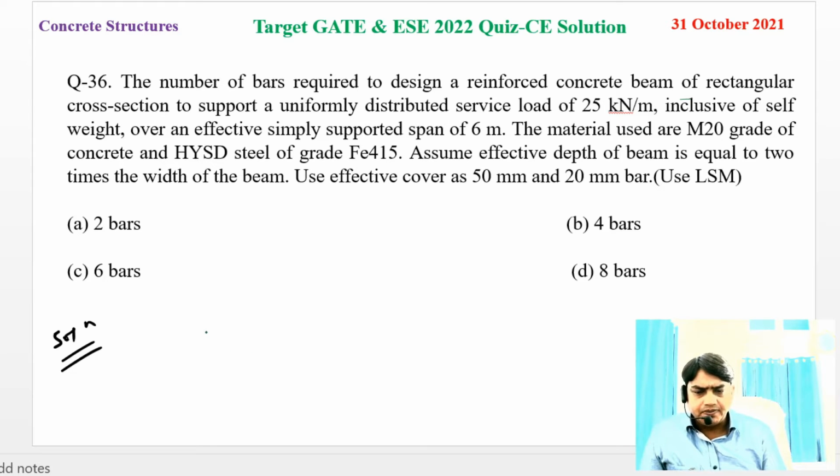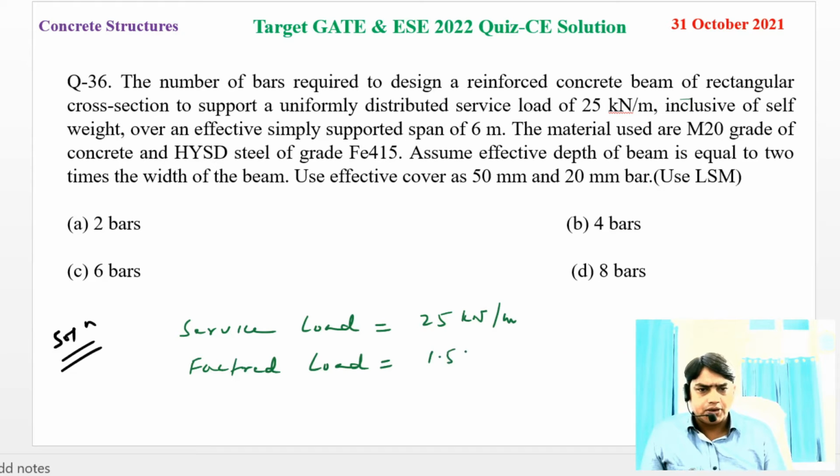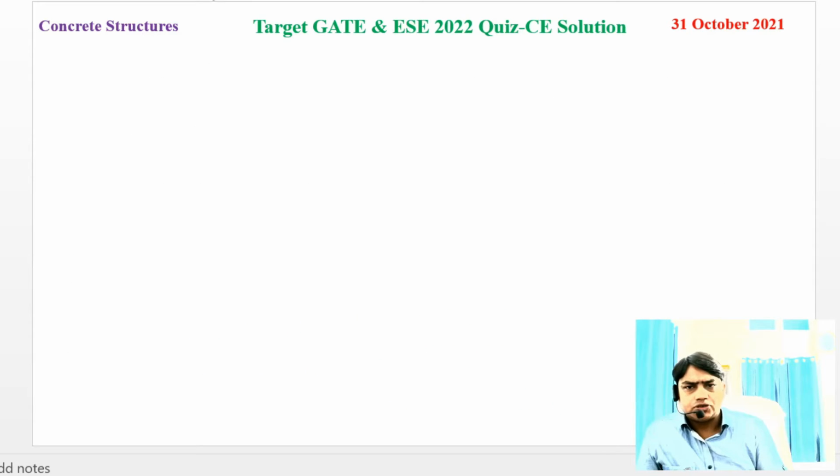So a simply supported beam, service load 25 kilonewton per meter, inclusive of self weight. So factored load is 1.5 into 25, so it will be 37.5 kilonewton per meter. So for a simply supported beam, maximum bending moment occurs at the center, that is WL square by 8.